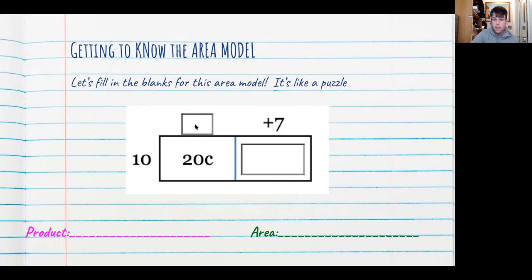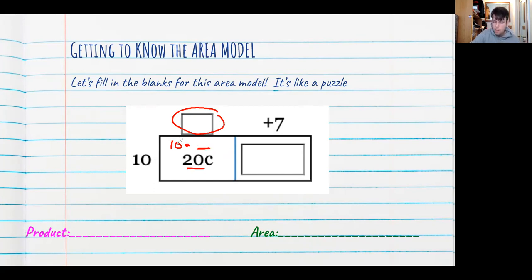So first thing that I notice is we're missing this number right here. So let's think about it, right? To get 20c, what are we doing? We're doing 10 times something. That something is what the number needs to go up here. So 10 times what is going to give us 20c?